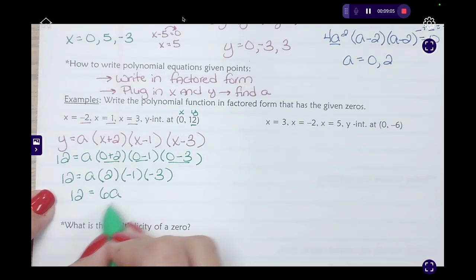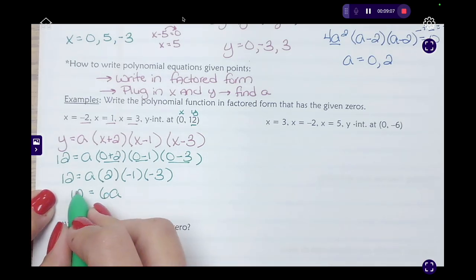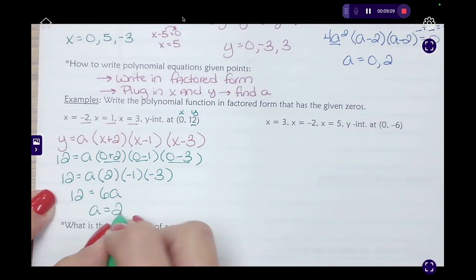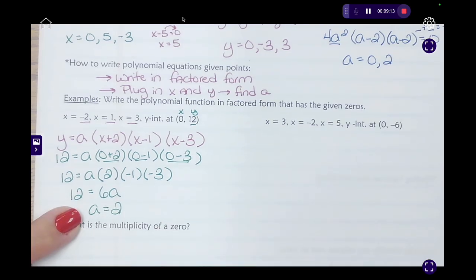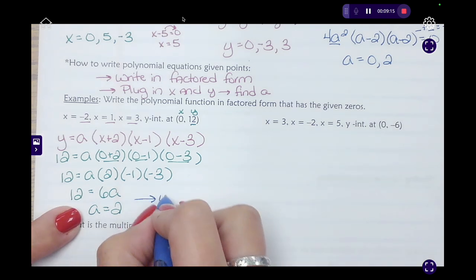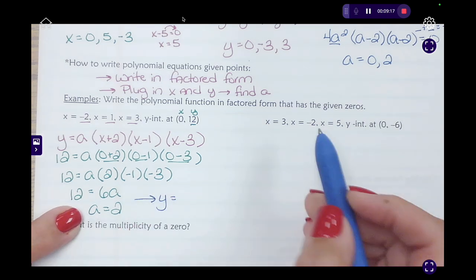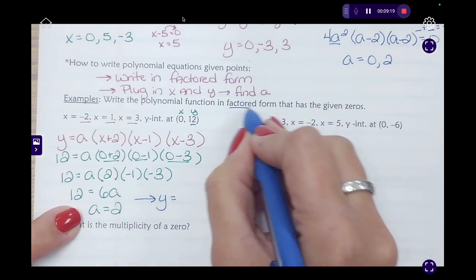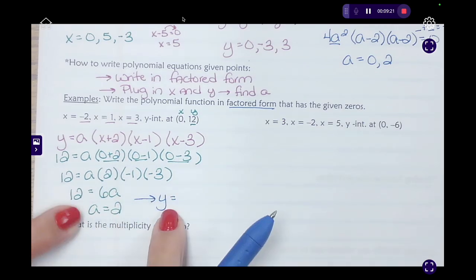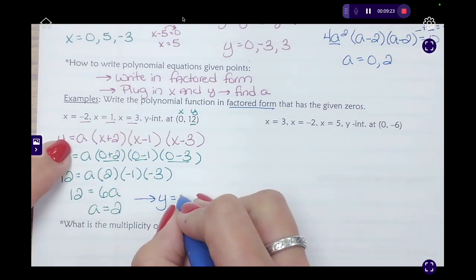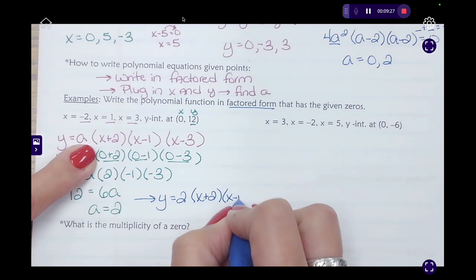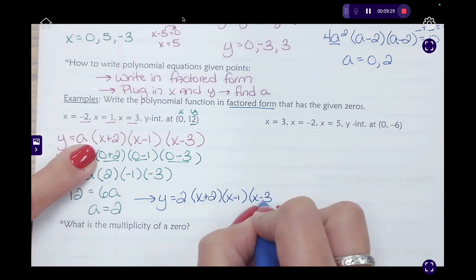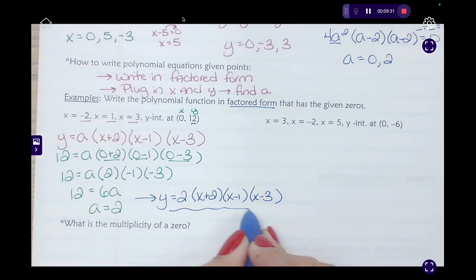So now finish solving for a, so I'm going to divide by 6 over here. So I know a equals 2. So all of that just to find your a value. As always, make sure we actually write our equation. Okay, and we're writing it in factored form. So we're just going to keep it in factored form, and we just found out our a value to be 2. So all of these are going to stay in that factored form. So that would be my equation.